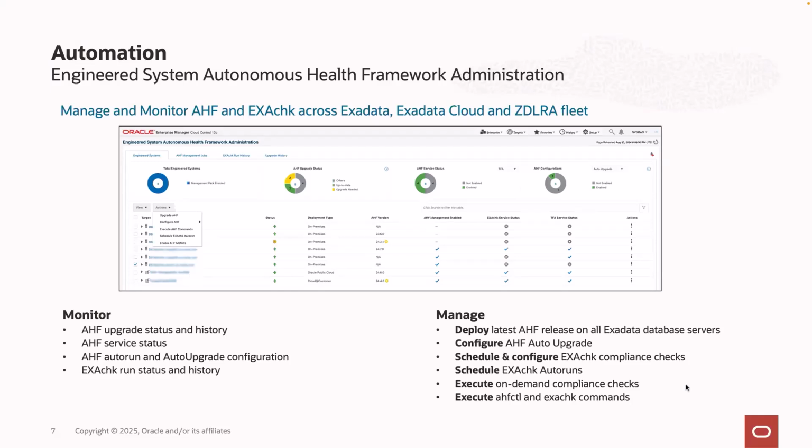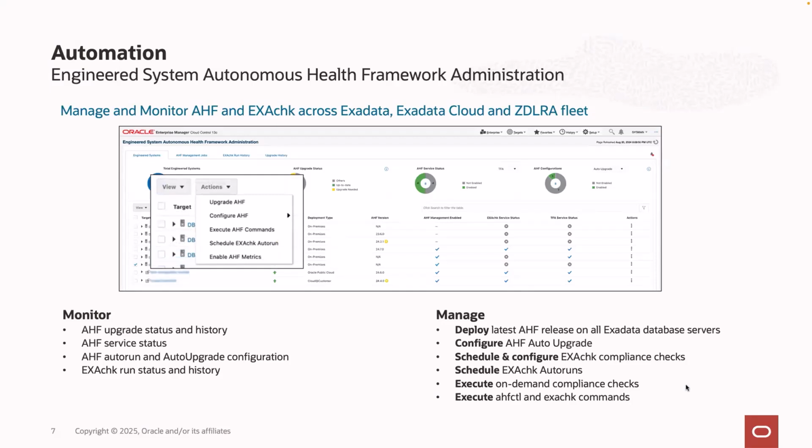For this framework, we have the ability to monitor everything. So you can monitor all your upgrade status and history. Make sure that you have the latest ExaCheck available and installed on your systems. We have information about AHF service status, AHF auto run and auto upgrade configuration, so we can see exactly what happened if there are any issues and problems on the system. ExaCheck run status and history is also available. And it's a simple framework.